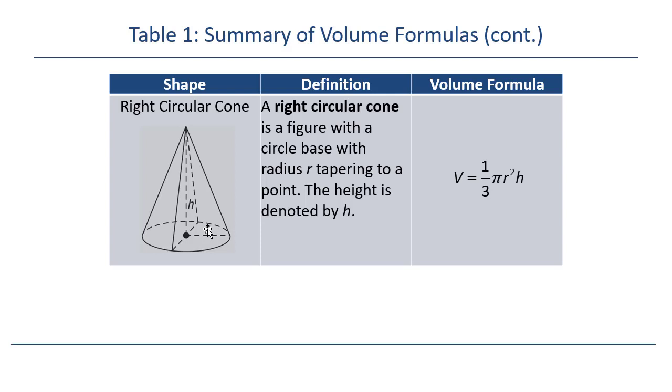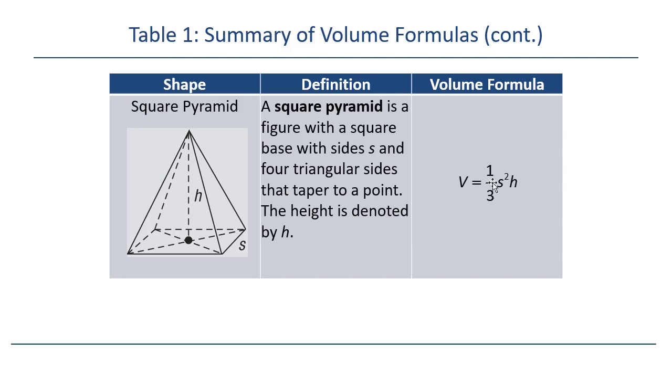Just like a triangle was 1/2 base times height in two dimensions, a three-dimensional kind of triangular shape, because it comes to a point, is 1/3 base times height. Only now it's area of the base times height, and the area of the base for a circle is pi r squared. Look at how this one works: 1/3 s squared h, because it's a square, so the area of the base is s times s, which is s squared. Again, it comes down to 1/3 area of the base times height.